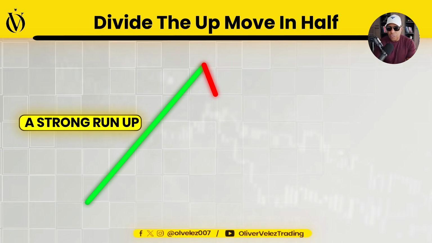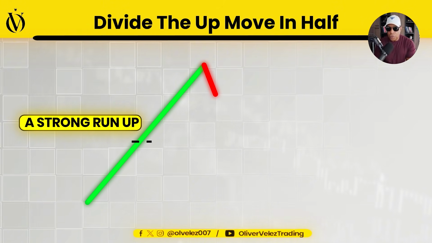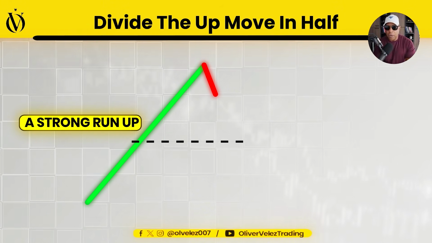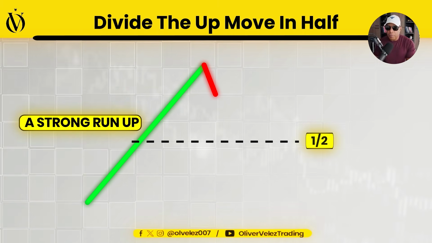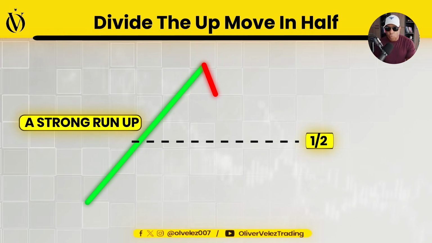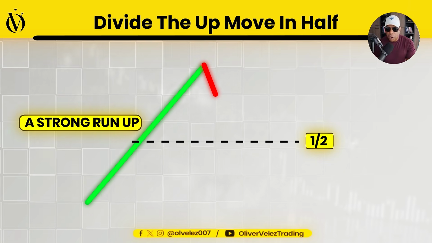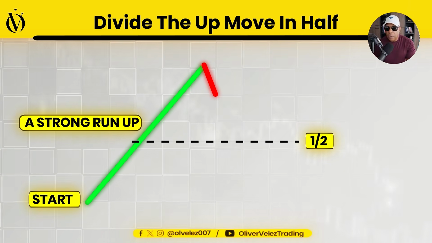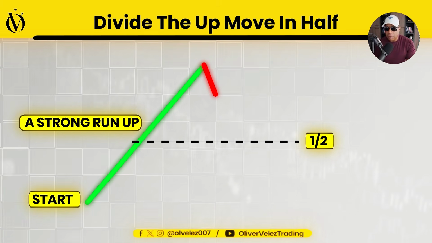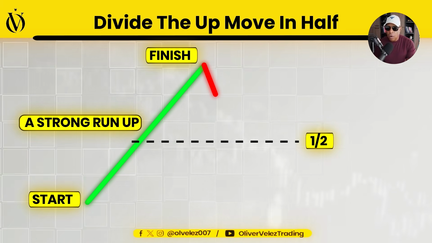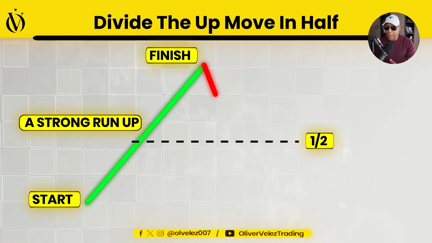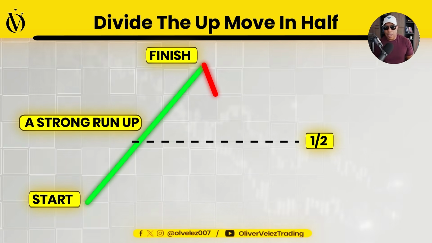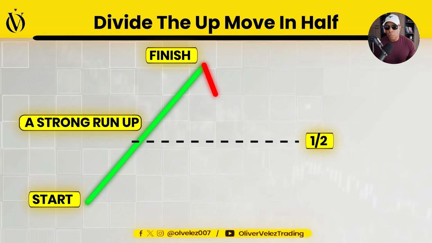Now, what you need to do is divide the run up in half. So from start to finish, where did this run up start from? Started here. Where did it peak, temporarily at least? It peaked there. Now, divide it in half. Just draw a line straight in the middle, just like I did here. You've got to split that entire run up.